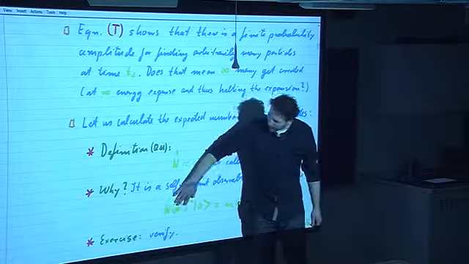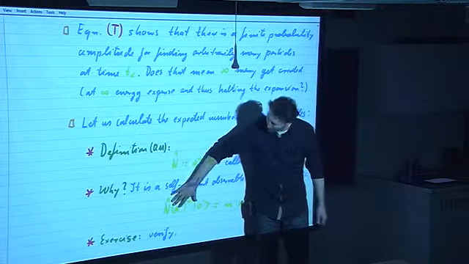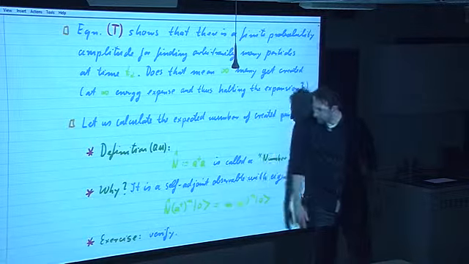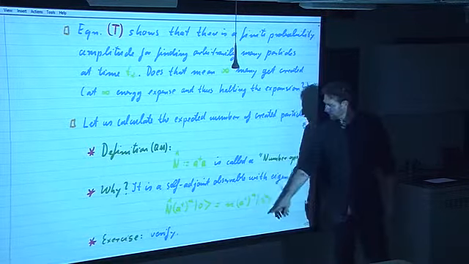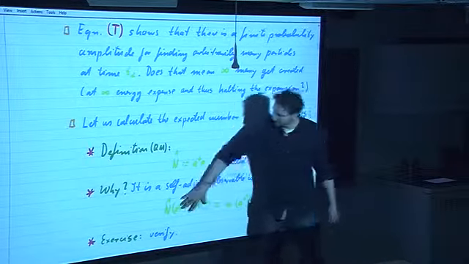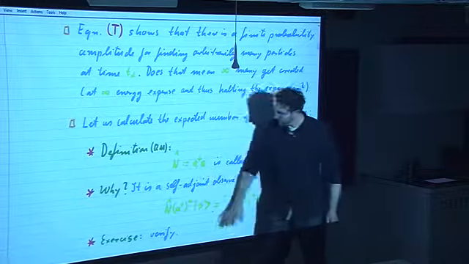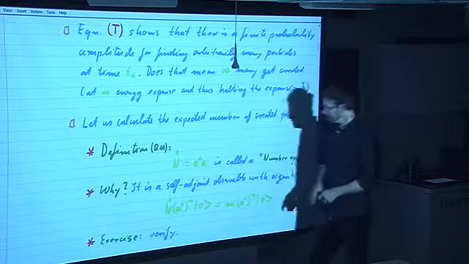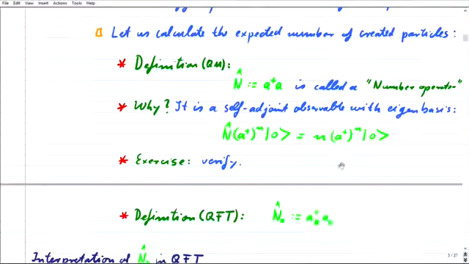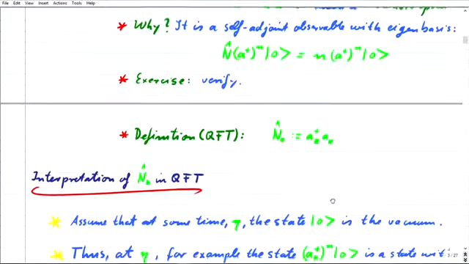So this operator acting on that state, if you work it out with the commutation relations, just gives you n times a dagger to the power n. So in other words, this vector is an eigenvector of the number operator with eigenvalue n. If you haven't done that calculation, then please do it.